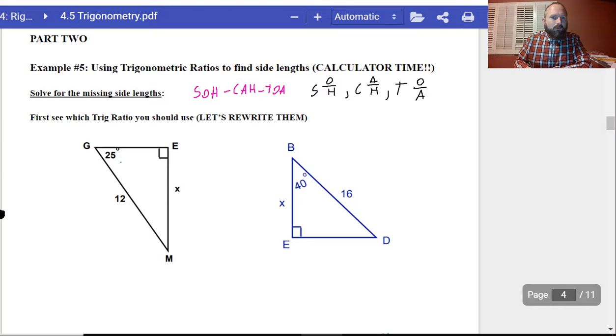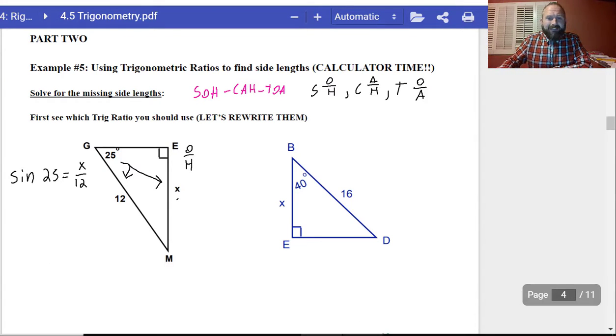Looking at this, we have to figure out which trig ratio we should use for the first one. We have our hypotenuse, even though it looks like adjacent. This is the hypotenuse because it's across from the 90 degrees. And we have the opposite. So opposite over hypotenuse is our ratio. Well, which is that? The sine. So we are going to figure out the sine of 25 is equal to x over 12.